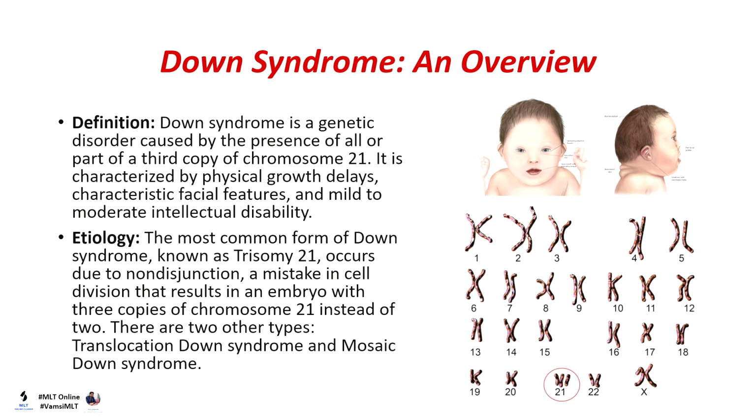Etiology: the most common form of Down syndrome, known as trisomy 21, occurs due to non-disjunction, a mistaken cell division that results in an embryo with 3 copies of chromosome 21 instead of 2. There are 2 other types, translocation Down syndrome and mosaic Down syndrome.